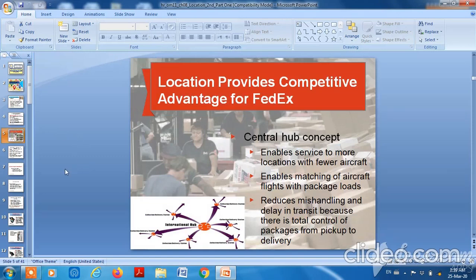Location provides competitive advantage for FedEx. So, how was FedEx able to achieve this competitive advantage? FedEx applied and proved the concept of the central hub.